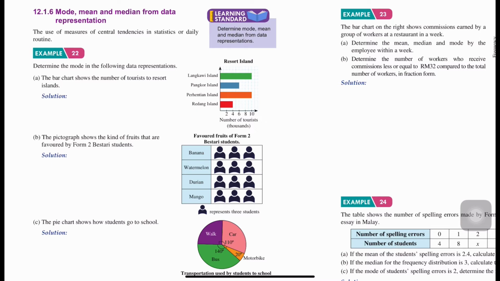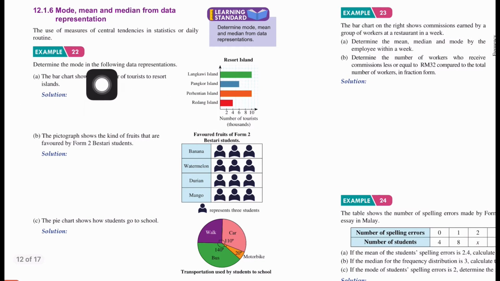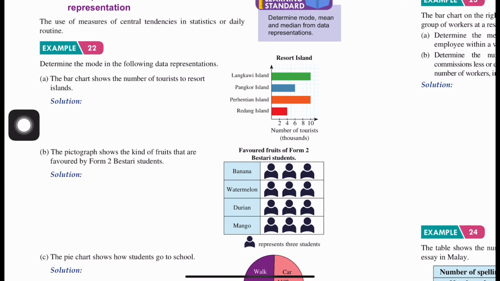Okay, let's look at the next learning standard. Determine mode, mean and median from data representation. So macam tadi kita hanya nak mengenali yang mana satu sesuai, nak gunakan mean, median or mode, betul? So for this one, kita decide nilai dia. Look at the first example. Determine the mode in the following data representation. Mode kita tahu mode yang paling selalu berlaku kekerapan dia.